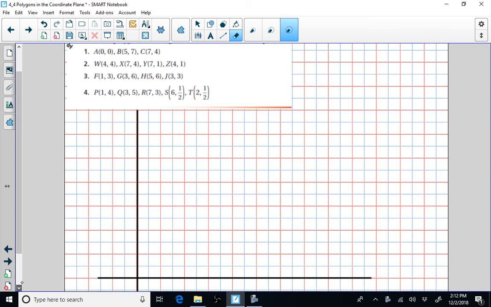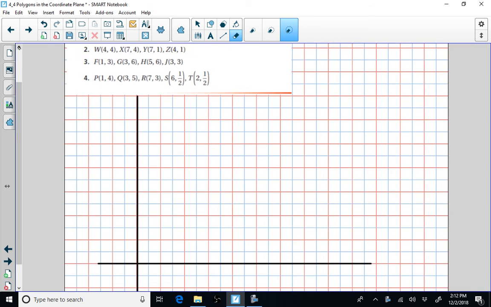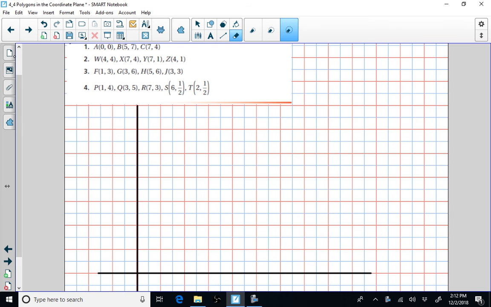So we want to take a look at our ordered pairs, and the first set of ordered pairs says to take (0, 0), put a point, and (5, 7), over 5, up 7, put a point, and then (7, 4), over 7, up 4. This is point A. This is point B. This is point C.